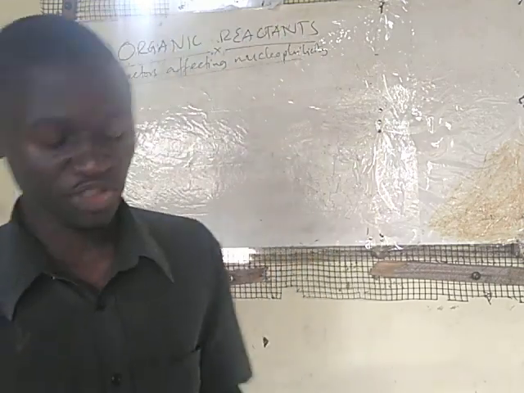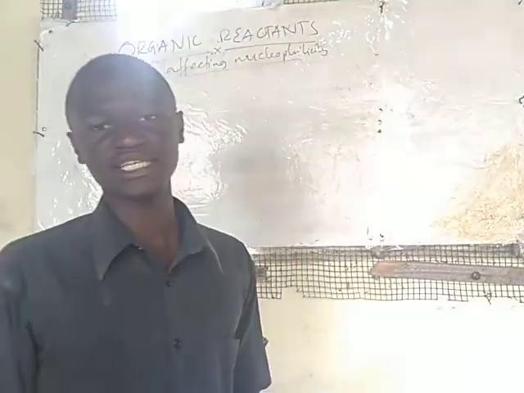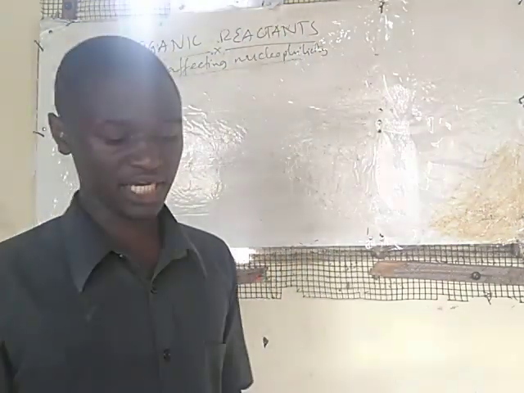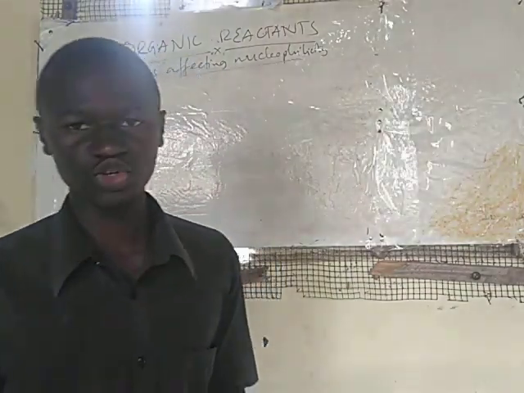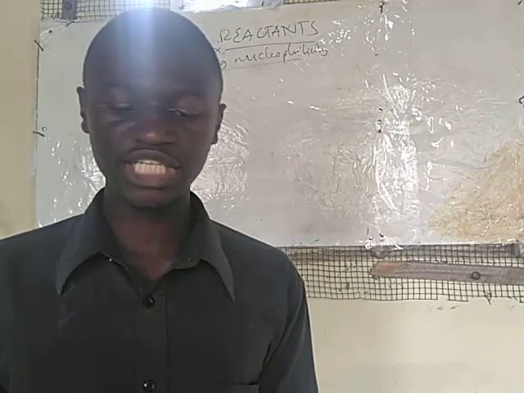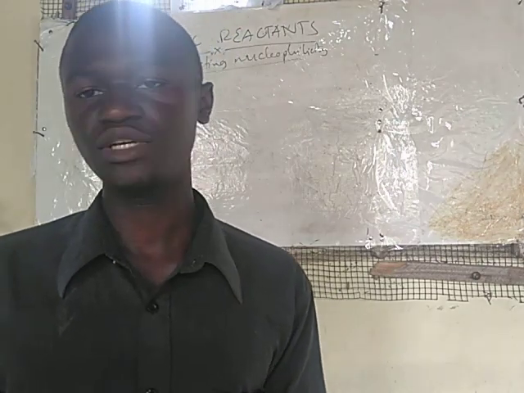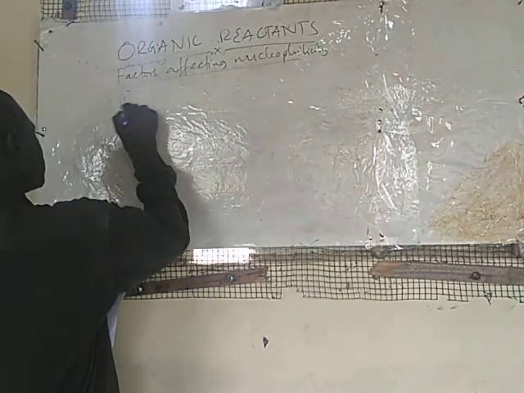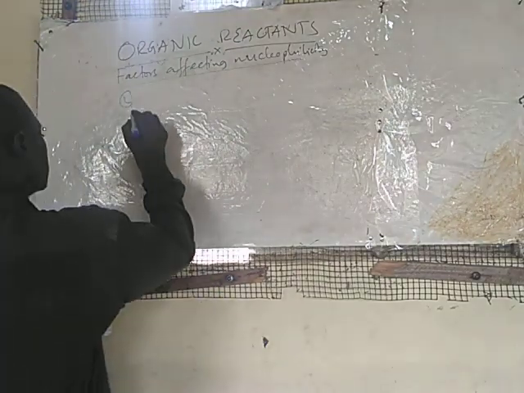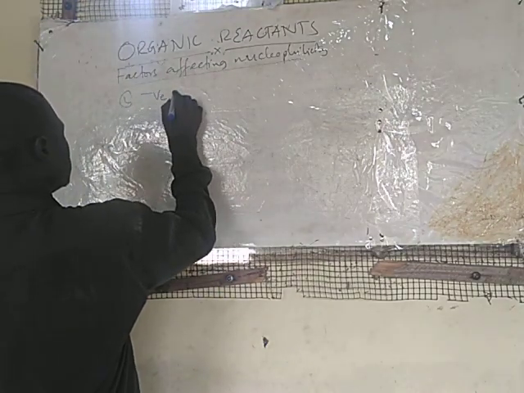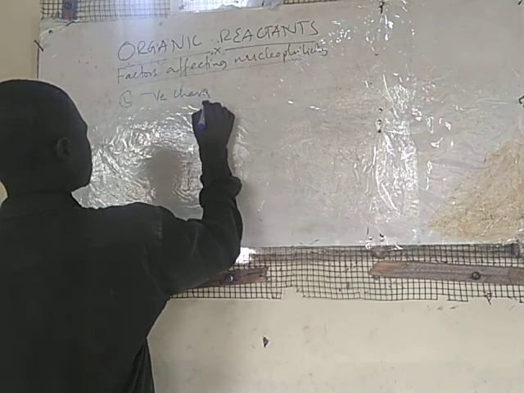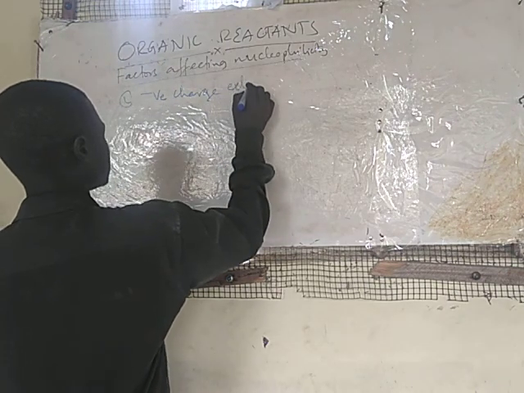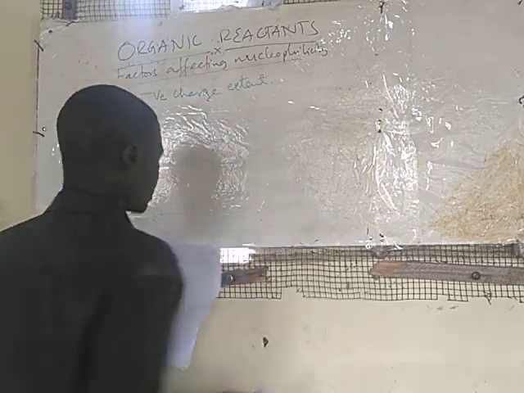So we have about four factors. First is negative charge intensity. Then we have electronegativity, atomic size, and the nature of the solvent or reaction medium. So let's start with our first factor, which is negative charge extent.